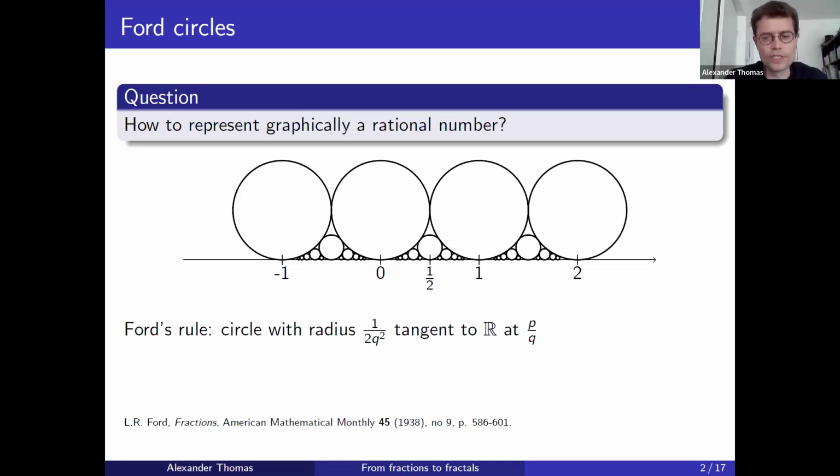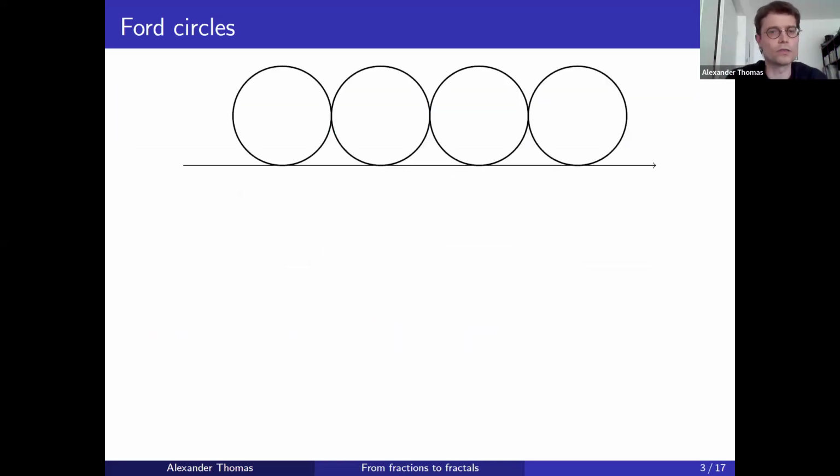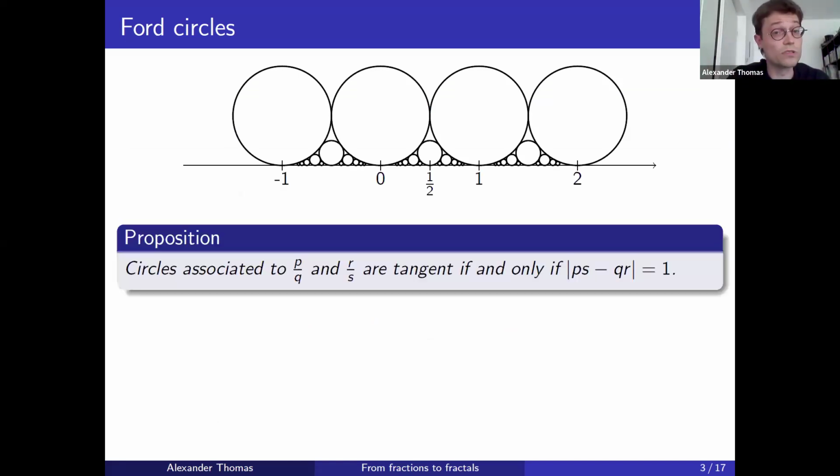You can also reverse somehow this process. You can also start with these big circles, and then just fill in these kind of triangles. So you fill them in, and then you fill in again. And then somehow the statement is that the set of all contact points is exactly the set of rational numbers, which is not obvious. And also, 2 rational numbers, their circles, they will be tangent if and only if this kind of determinant condition is satisfied, ps minus rq equals 1.